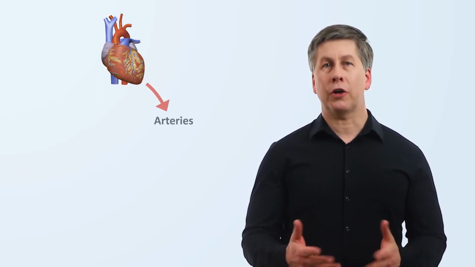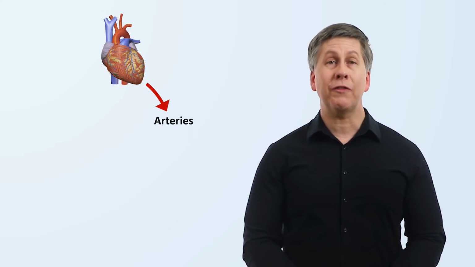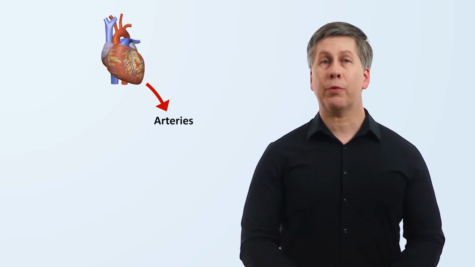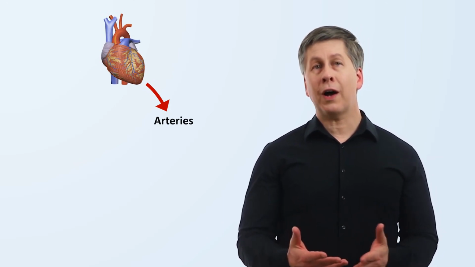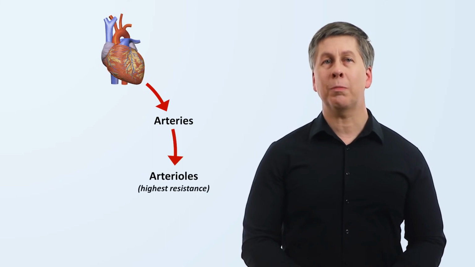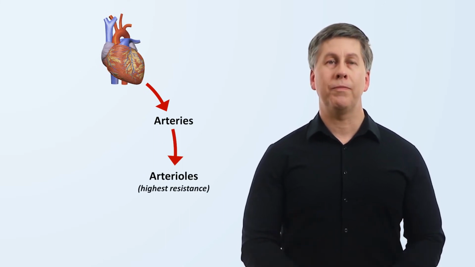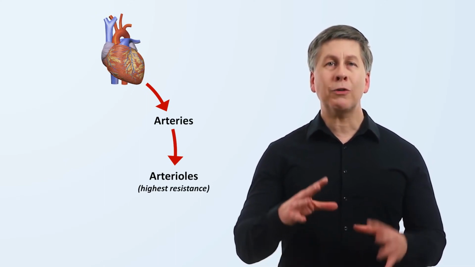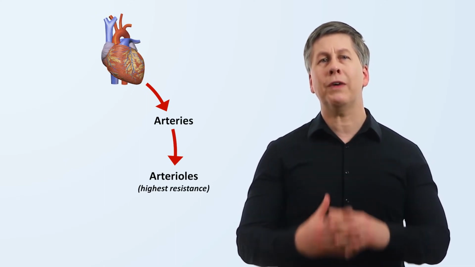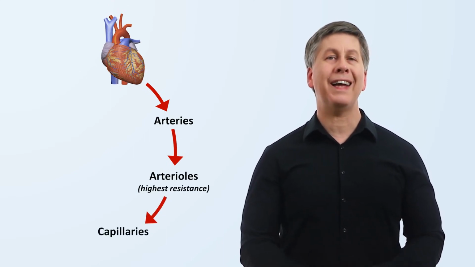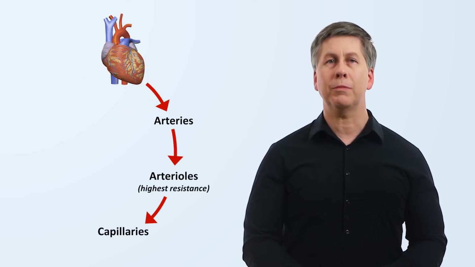From the aorta branch off large and medium-sized arteries, which are thick-walled with significant elastic tissue and smooth muscle, allowing them to handle high pressure. Arteries divide into smaller arterioles, which are the site of greatest resistance to blood flow through the circulation, and arterioles eventually divide and divide again into microscopic networks of extremely small vessels called capillaries, which are so small as to be lined by a single layer of endothelial cells sometimes.